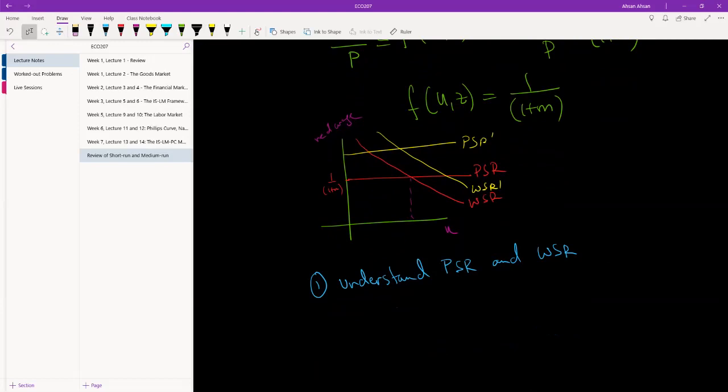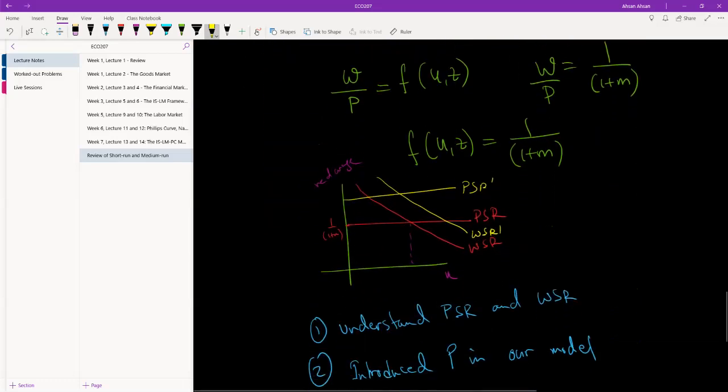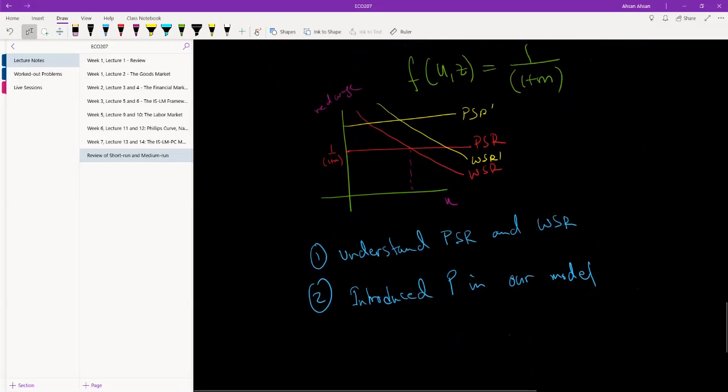That's the first thing. And second thing to notice, it's not a learning outcome, but notice that we have introduced price in our model. So in the short run analysis, there was no price. In this model, you see that we do have price. So price here in the wage setting relation and price here in the price setting relation. So we are moving forward.